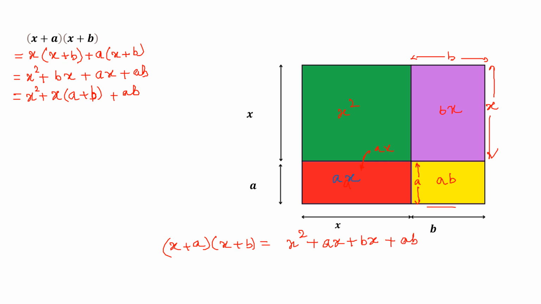And again you can see in the second and third term x is common. So I can write x into a plus b plus ab. So I have covered four identities. First was (a + b) whole square, which is equal to a square plus 2ab plus b square. Then (a - b) whole square, which was a square minus 2ab plus b square. Third was a square minus b square, which was equal to (a + b) into (a - b). And this is the fourth one, (x + a) into (x + b) equal to x square plus x into (a + b) plus ab.